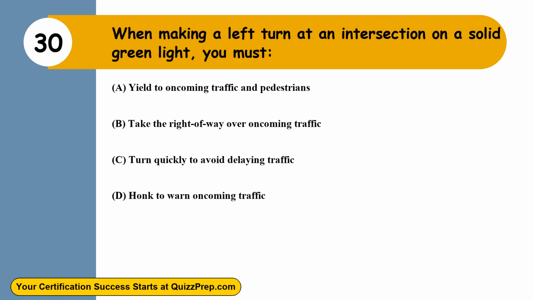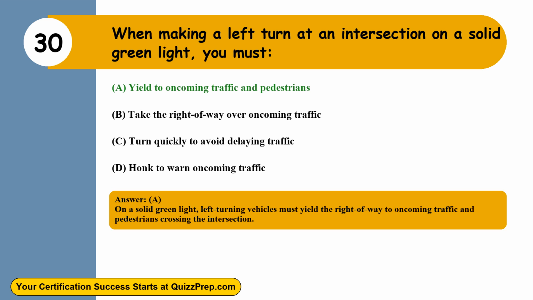Question 30. When making a left turn at an intersection on a solid green light, you must: Option A, yield to oncoming traffic and pedestrians. Option B, take the right-of-way over oncoming traffic. Option C, turn quickly to avoid delaying traffic. Option D, honk to warn oncoming traffic. The correct answer is option A, yield to oncoming traffic and pedestrians. On a solid green light, left-turning vehicles must yield the right of way to oncoming traffic and pedestrians crossing the intersection. Question 31.